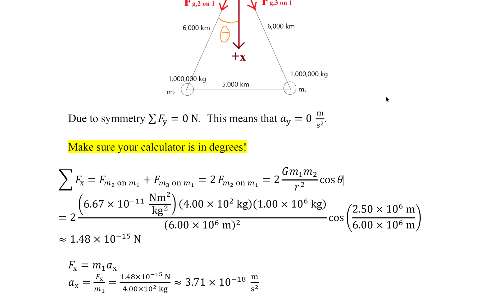So we know big G is a constant. We know the mass of our object is 400 kilograms. We know the mass of the other object on the bottom. We know the distance between the two. And we're multiplying it by 2 just because of symmetry. There's mass m1 and there's mass m2 and mass m3.